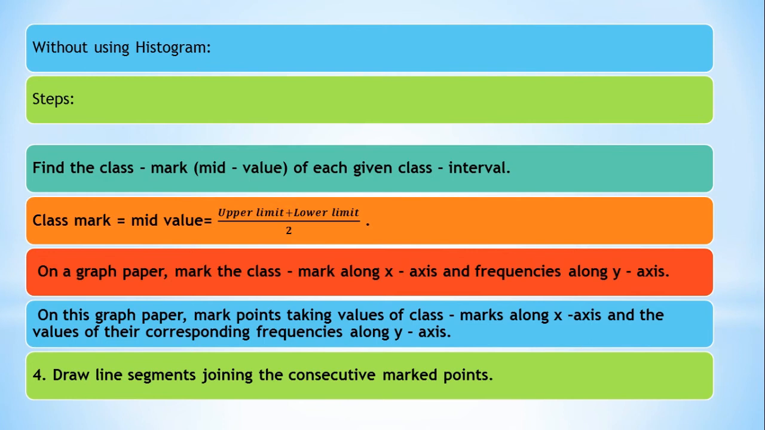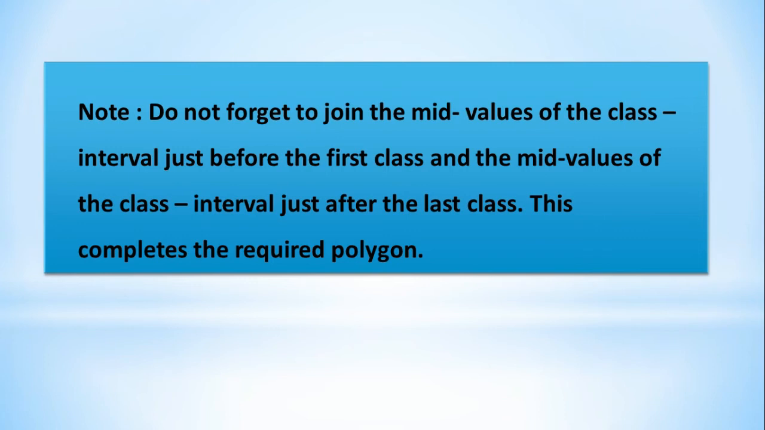So in the first case, draw the histogram, mark the midpoints and then join them. In the second case, without using a histogram, mark the mid values and join the points to get the frequency polygon. In both cases, there is a common point which you need to note down. Please do not forget to join the mid value of the class interval just before the first class and the mid value of the class interval just after the last class. If these two steps are not done, then the required frequency polygon will not be obtained.